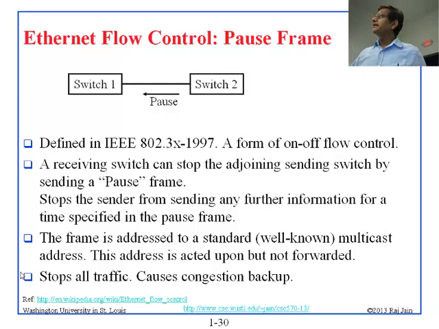So the same pause frame will come back, or the time will expire, one of the two. Until then, you don't send anything because it will be dropped. It was defined in 1997. This is what we call on-off flow control. You can turn on the flow, you can turn off the flow.